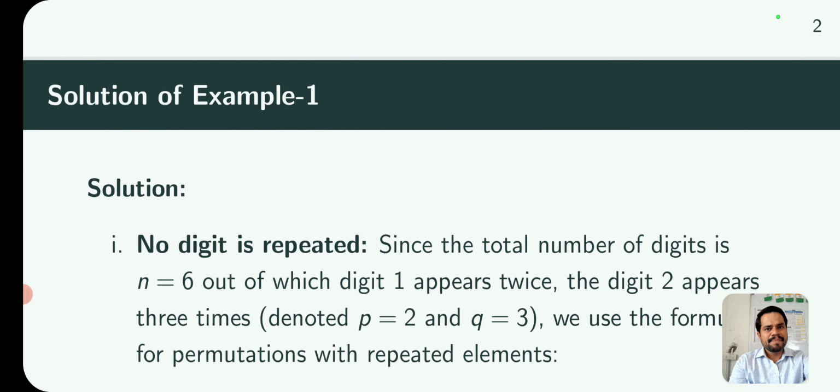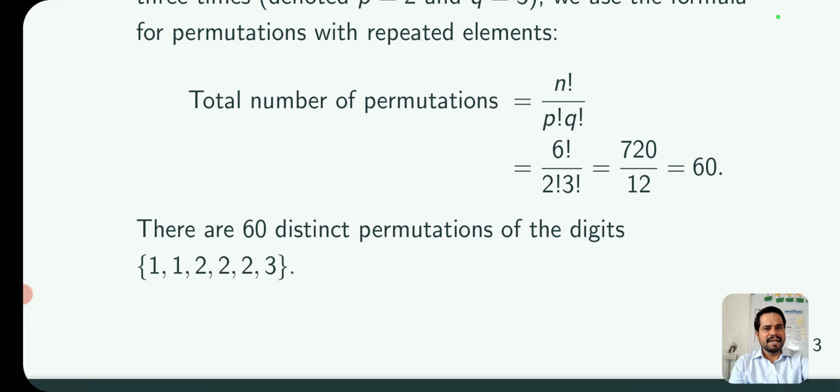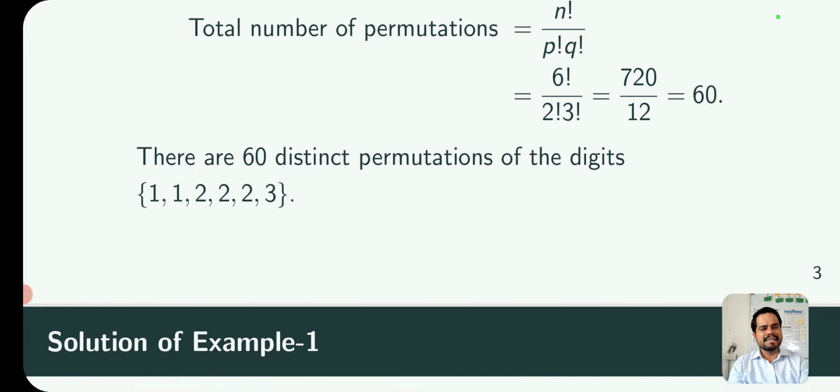No digit is repeated means that the total number of digits is n equals 6. We cannot repeat the digits. Already the digits are given: 1, 1, 2, 2, 2 and 3, out of which digit 1 appears twice and digit 2 appears thrice. So you can denote p equals 2 and q equals 3. Using the formula for permutations with repeated elements, n factorial upon p factorial into q factorial, and calculating, we get 60 distinct permutations of the digits 1, 1, 2, 2, 2 and 3.